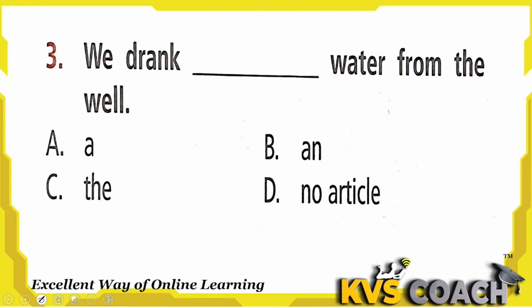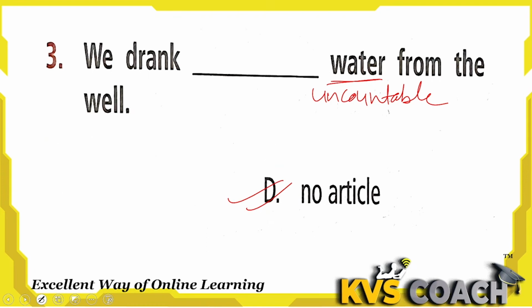Next is, we drank dash water from the well. Water is an uncountable noun. I told you already in the description that for uncountable nouns we don't use an article, so this is no article. D is the right answer here.